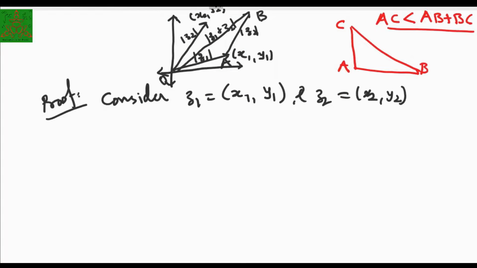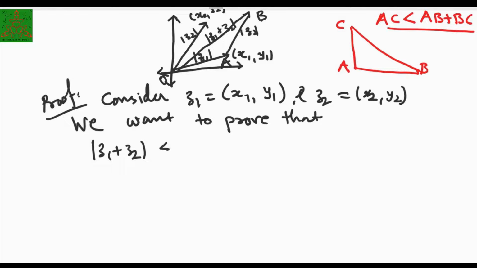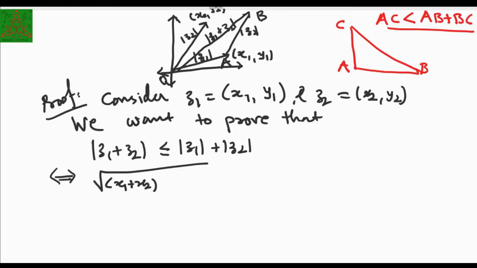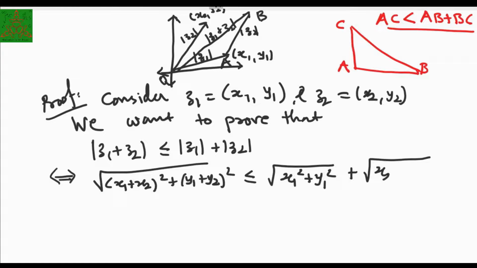Now what do we want to prove? We want to prove that the mod of z1 plus z2 is less than or equal to mod z1 plus mod z2. With this notation, z1 plus z2 is x1 plus x2 and y1 plus y2, and its mod will give you the square root of (x1 plus x2) square plus (y1 plus y2) square, less than or equal to the mod of z1, which is the square root of x1 square plus y1 square, plus the mod of z2, which is the square root of x2 square plus y2 square.